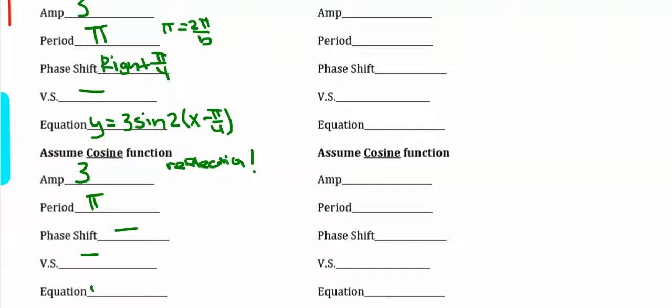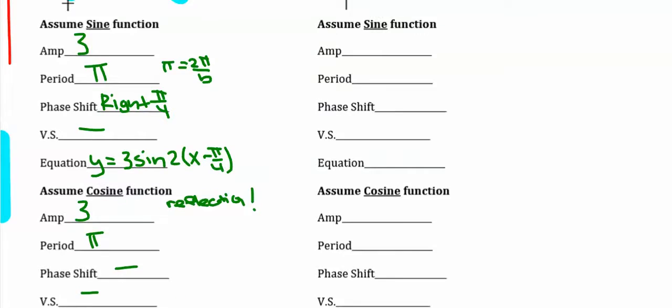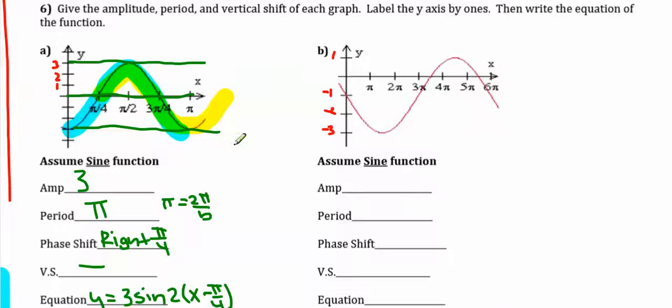So my equation is going to be y equals -3 cosine 2x. All right, next one. First we're going to assume it's a sine function, then a cosine function. So if it's a sine function, I'll highlight this in yellow again.